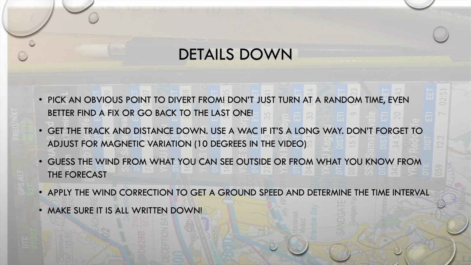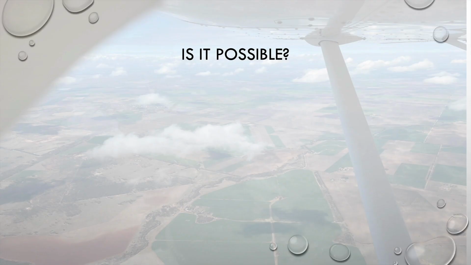Keep an eye out. Don't stall the aircraft. Aviate, navigate, communicate. Fly the aircraft first. Don't stall spin just because your eyes are in. Concentrate on that. Don't forget to turn that fuel tank off. Aviate first. Make sure it's all written down. Okay, that's details down. Is it possible?